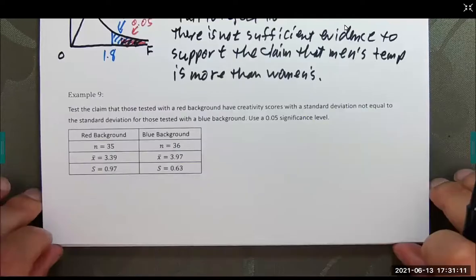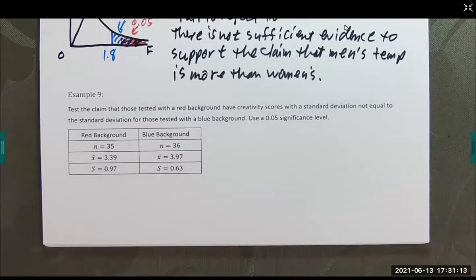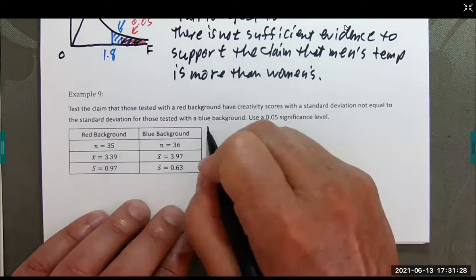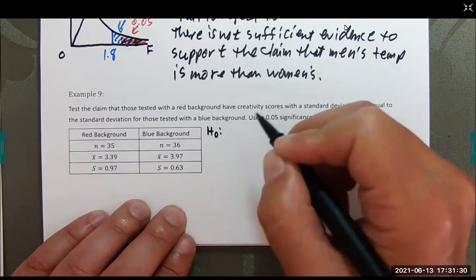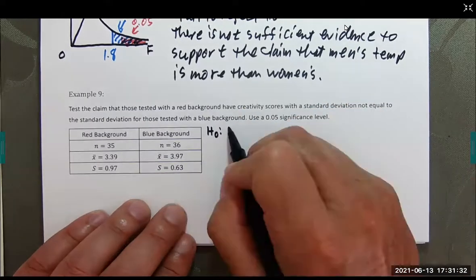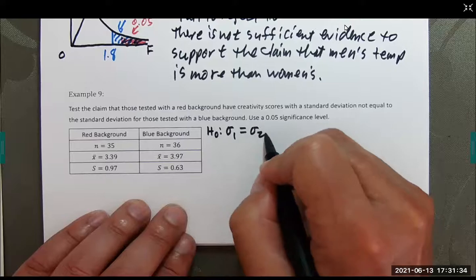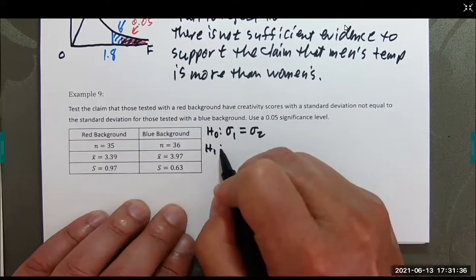Example 9, test the claim that those tested with a red background have creativity scores with a standard deviation not equal to the standard deviation for those tested with a blue background. Use 0.05 significance level. All right, so let us do a null hypothesis. And this is going to be here. And the claim is that they are not equal.